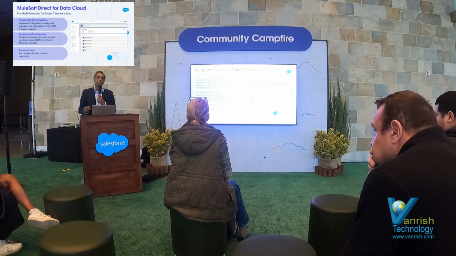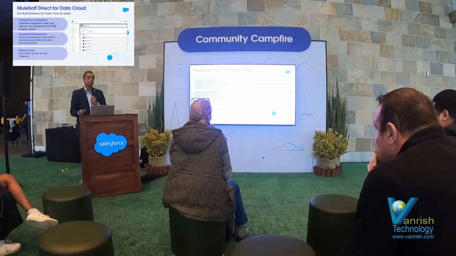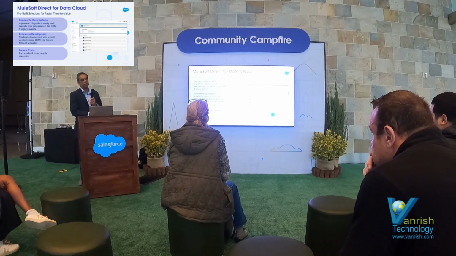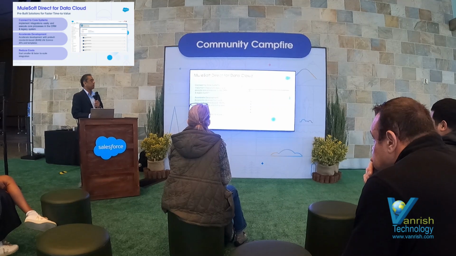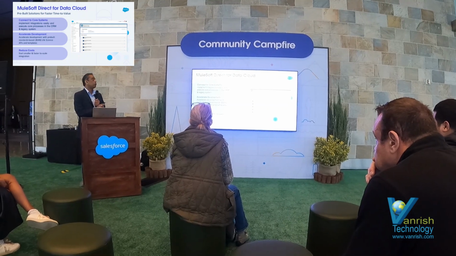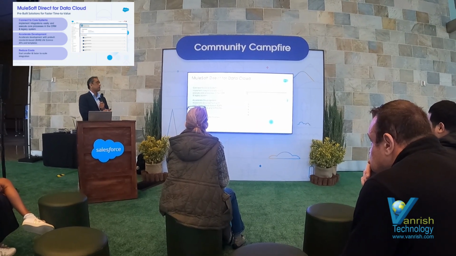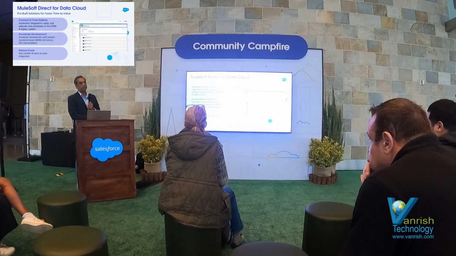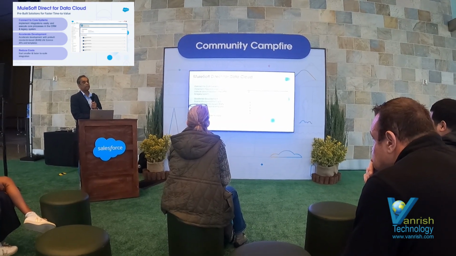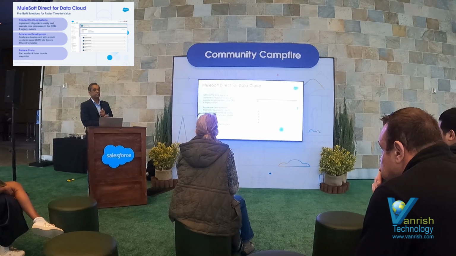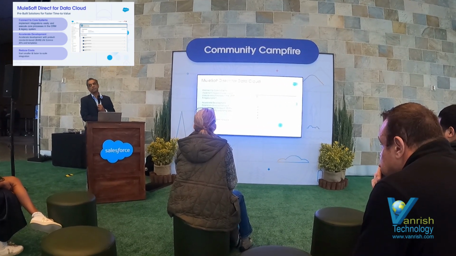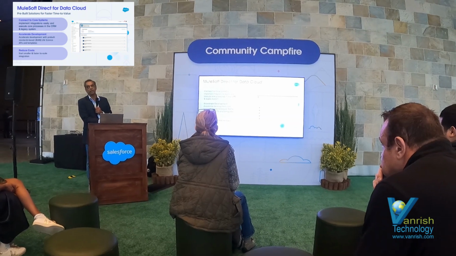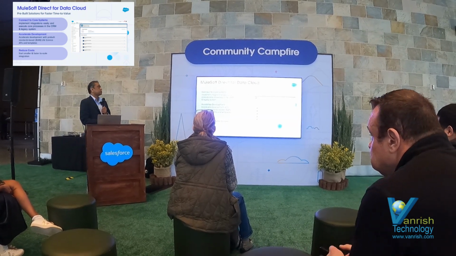Another way you can connect to Data Cloud through MuleSoft is MuleSoft Direct for Data Cloud. What is the difference between the Ingestion API and this? With MuleSoft Direct, you can ingest unstructured data into Data Cloud. With the Ingestion API, you are pulling structured data as JSON or XML format. But MuleSoft Direct enables you to pull any of your unstructured data into Data Cloud. That is where you can use MuleSoft Direct.